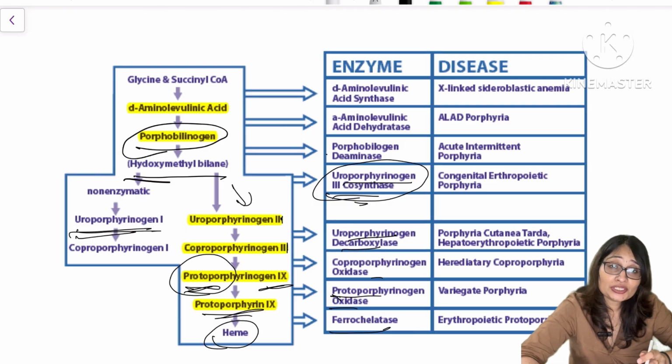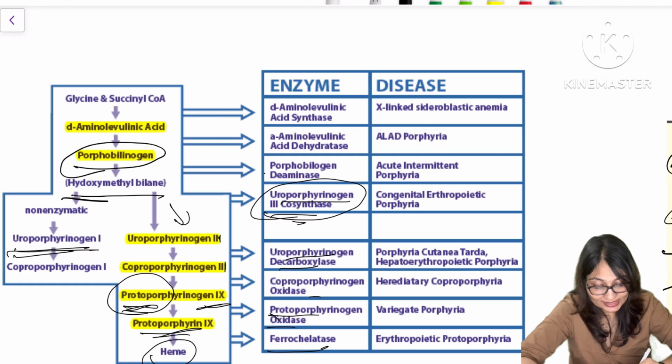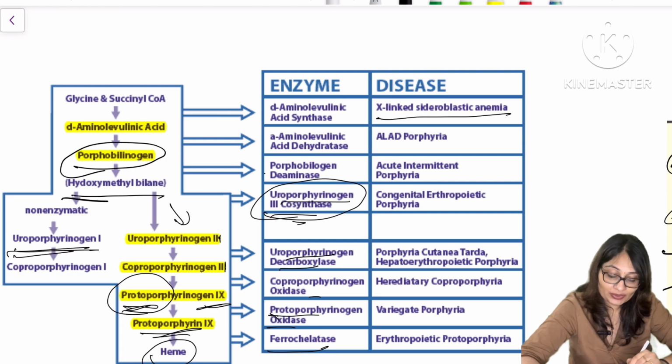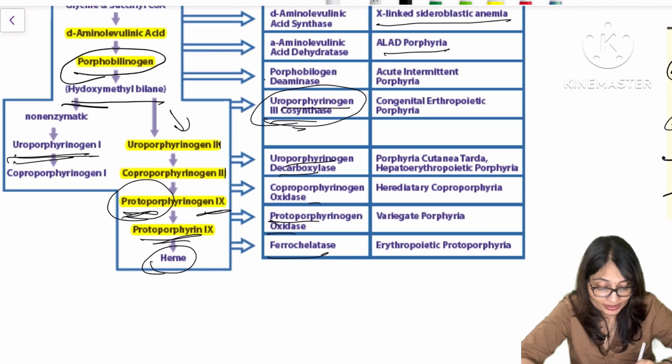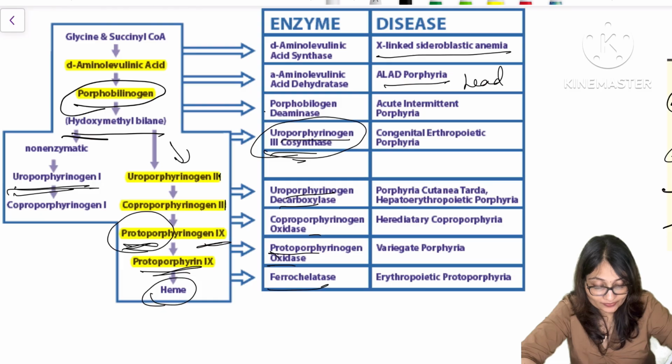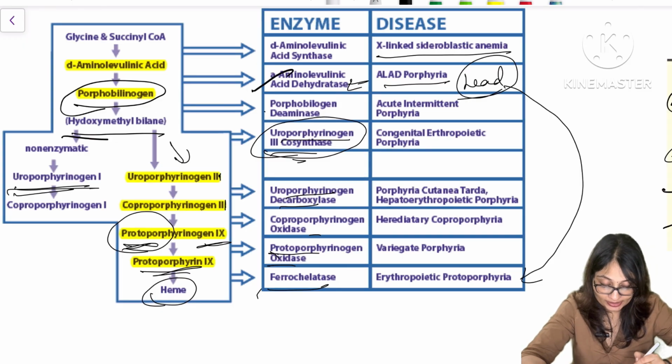So what are the deficiency disorders associated with each of these enzymes? ALA synthase deficiency is associated with a disease called X-linked sideroblastic anemia, and ALA dehydratase deficiency is called ALAD porphyria. And one more thing you'll have to remember is lead toxicity affects this enzyme and one more enzyme, which is ferrochelatase. So lead toxicity can affect two enzymes: ALA dehydratase and ferrochelatase.